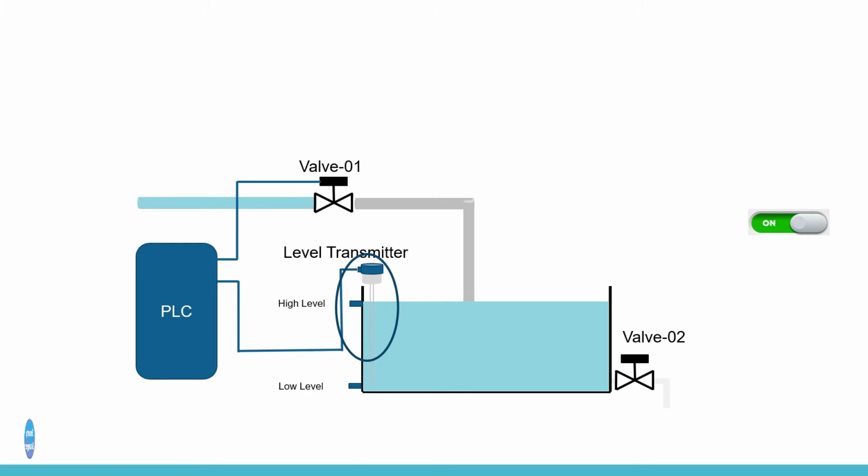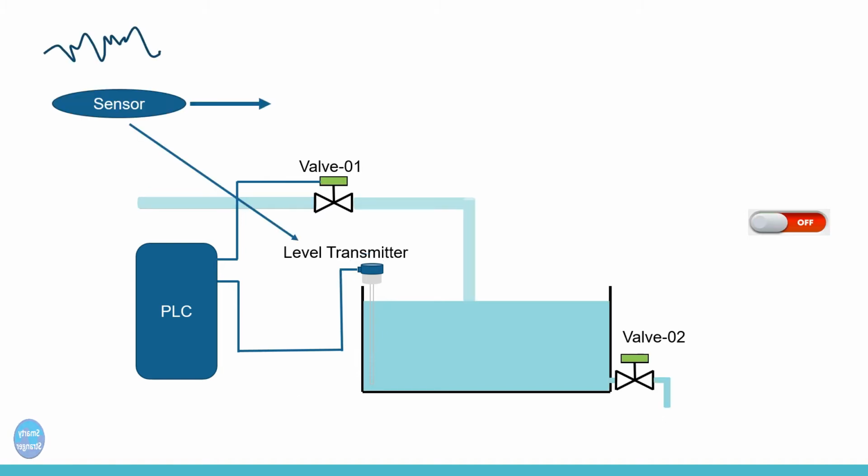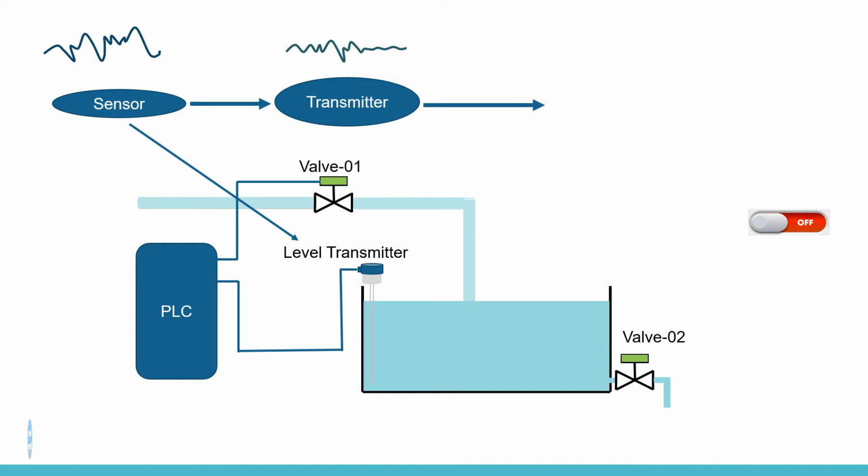A level transmitter with a range of 0 to 1000 liters has been installed in the tank with a 0 to 20 milliamp current output. The current signal was connected to the analog input of the PLC. 1. The sensor measures the level in the range of 0 to 1000 liters and its transmitter converts it into the 0 to 20 milliamp current signal.